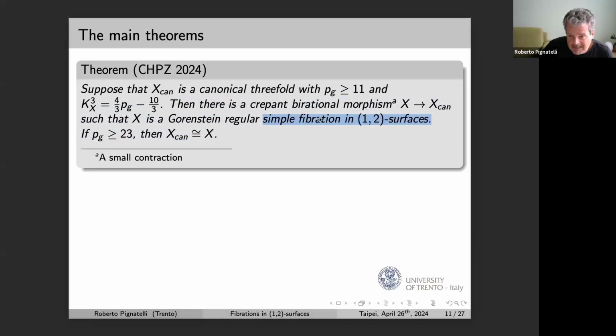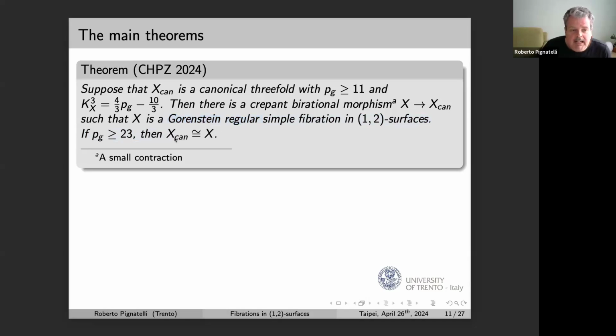We have that X is a simple fibration in 1-to-surfaces. It must be regular, which means again H1 of O equals 0 and implies the base curve to be P1, and it must be Gorenstein, which was already known under this. Okay, we also use this paper where it was already known, but on this Gorenstein we are going to speak a lot.